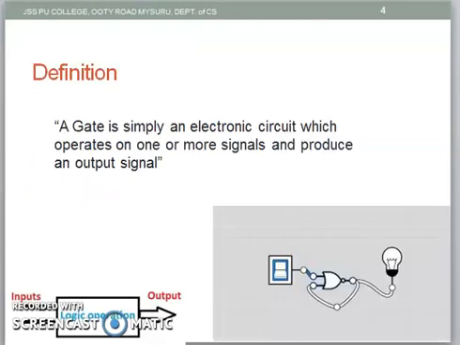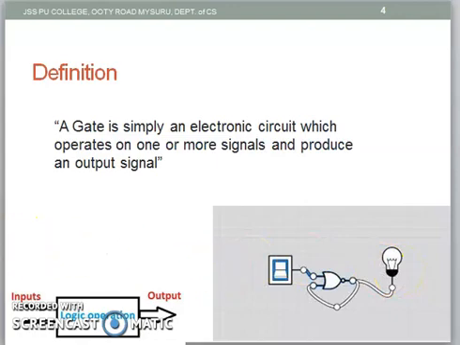Moving on to the definition. The question arises: what is a gate? A gate is a digital circuit that processes input and output signals. Either it may be low or high. A high signal indicates the value 1, a low signal indicates the value 0. Like that, a logic gate is an electronic circuit which operates on one or more input signals and produces an output signal. It receives one or more signals as input and produces a signal as output.